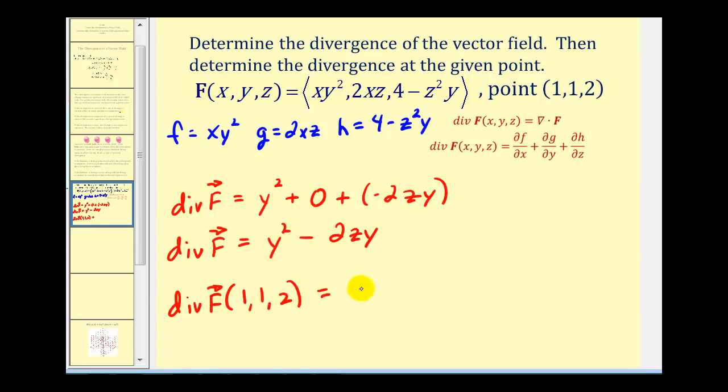So y is equal to 1, so we'll have 1 squared minus 2 times z, that's 2, and y is 1. So we have 1 minus 4, that's negative 3. So at this point in the vector field, the divergence is negative and therefore the rate of change would be inward at that point. Or if we had a balloon or a box at that point, the volume would be compressed.